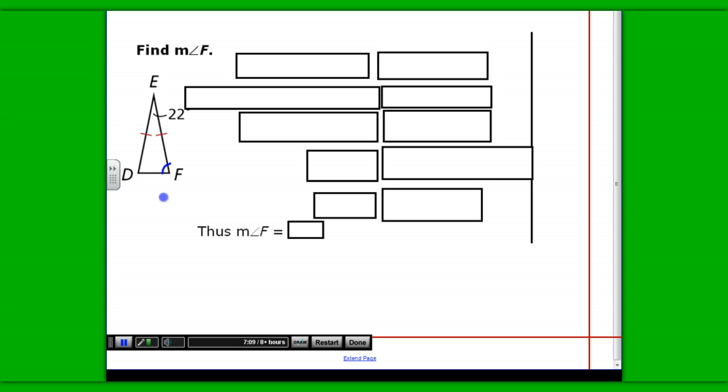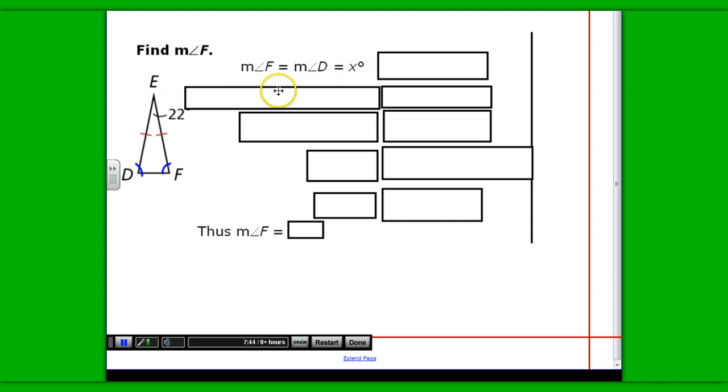So the angle opposite segment DE is what we're looking for, right? And we don't know the angle opposite side EF, but we do know angle E is 22 degrees, right? And what do we know about angles D and F? That's right, we know that those angles must be congruent, right? And we know something else about the angles in a triangle, right? Their sum is 180.